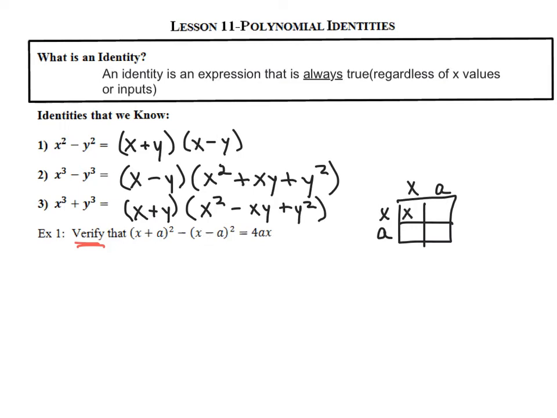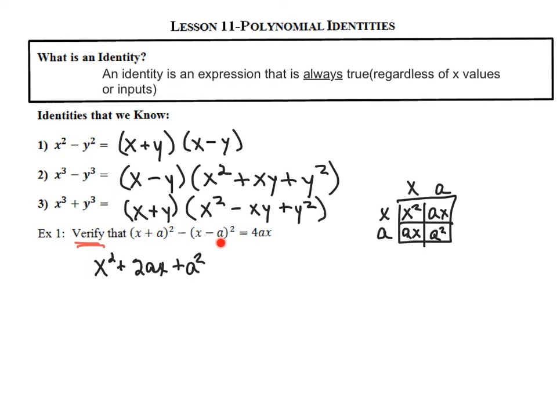So x times x gives me x squared. A times x gives me ax. X times a also gives me ax. I'm going to write it in the same way so that I can see that they're like terms. A times a is a squared. So the first binomial squared is giving me x squared plus 2ax plus a squared.